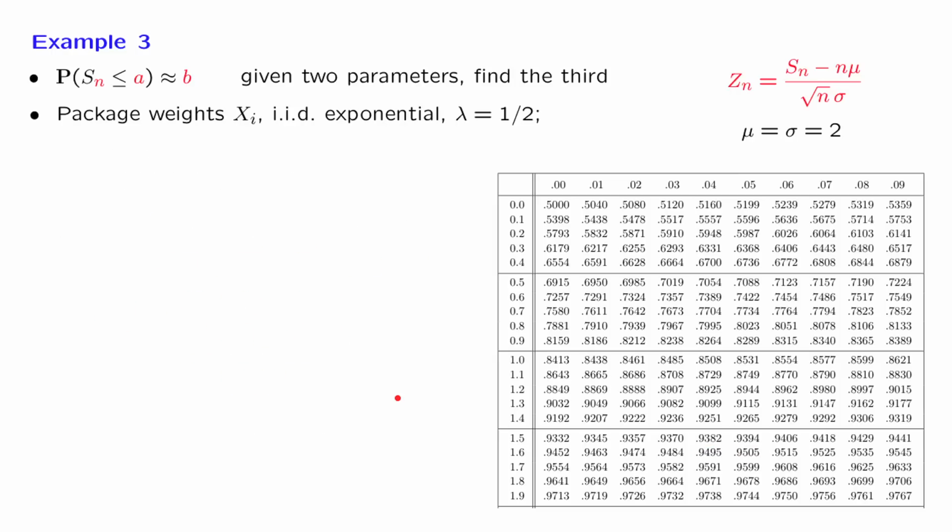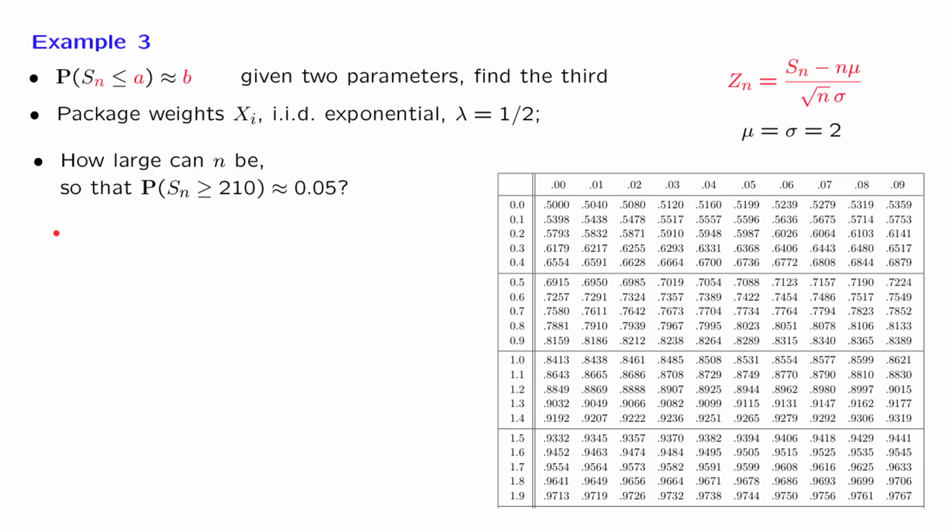Our next example is a little more challenging. Here we will fix a and b, and we will ask for the value of n. Here's the type of question that has this flavor. We're given the capacity of our container. We want to have small probability of exceeding that capacity. How many packages should you try to load? What is the value of n for which this relation will be true?